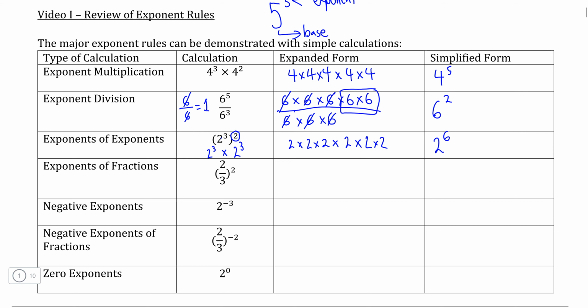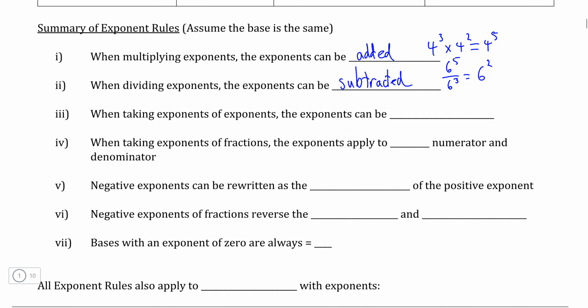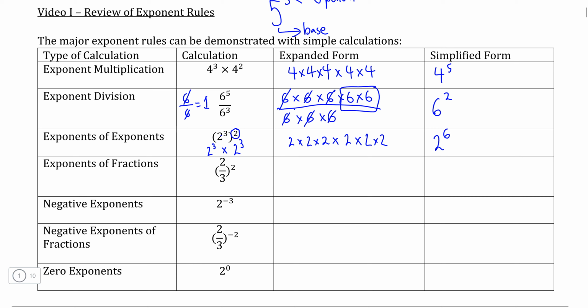Now, if we want to see the shortcut that we can use here, 2 to the exponent 3 raised to the exponent 2, we can see that in order to get the number 6, we take the inner exponent and the outer exponent and multiply them together. This is the shortcut for exponents of exponents: taking the exponent inside the brackets and multiplying it by the exponent outside of the brackets, like so. And we can see that it works perfectly.